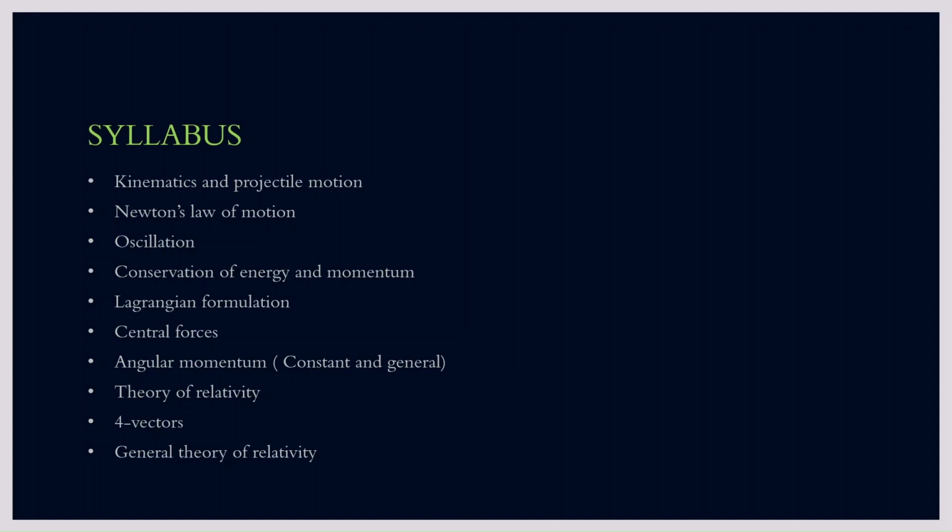then angular momentum. Two types of angular momentum we will study, constant and the general. Then theory of relativity, again two types of relativity we will study, the kinematics and the dynamics, then four vectors, and we'll end our lecture series with the general theory of relativity.